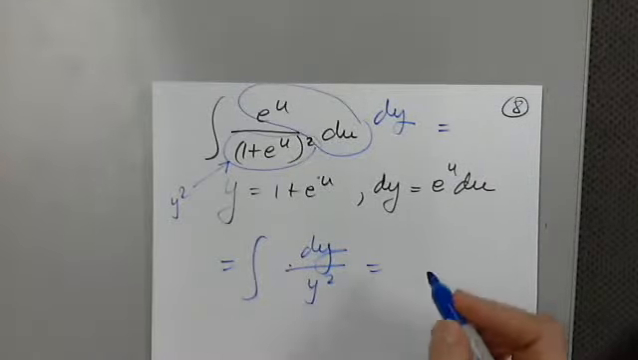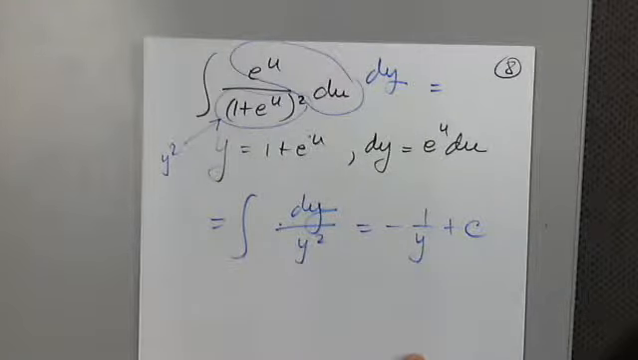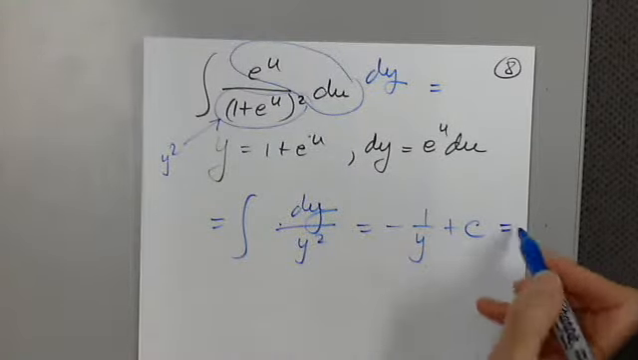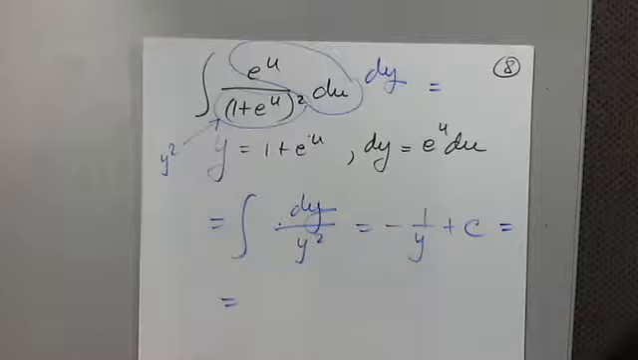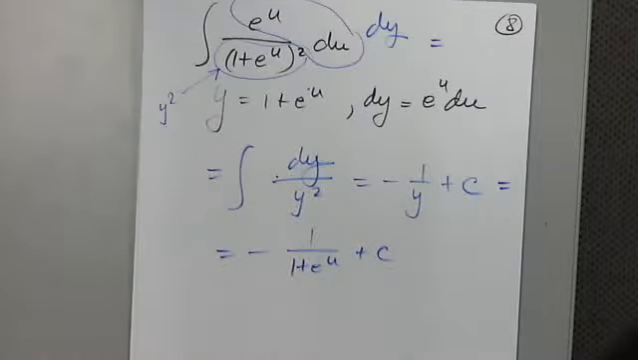Yes, -1 over y plus a constant c. Since it's an indefinite integral, I must go back and replace y by what? 1 plus e to the u, plus a constant c. Awesome.